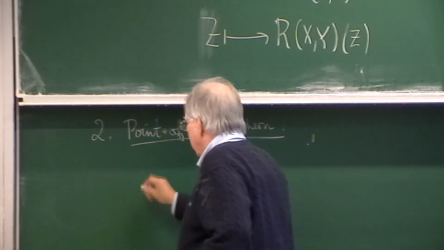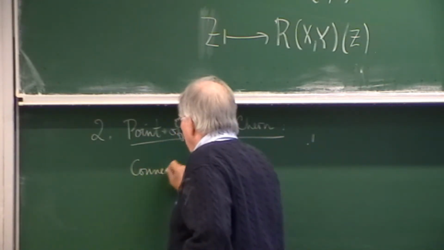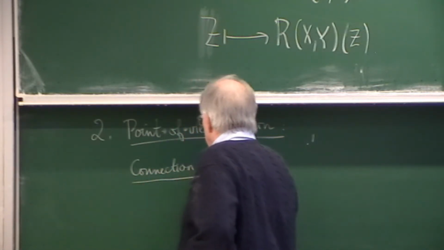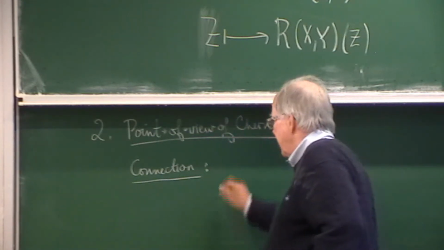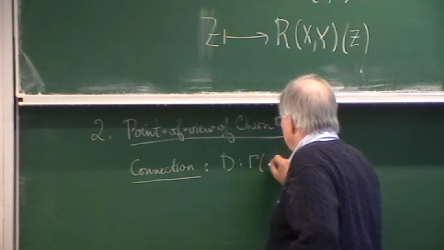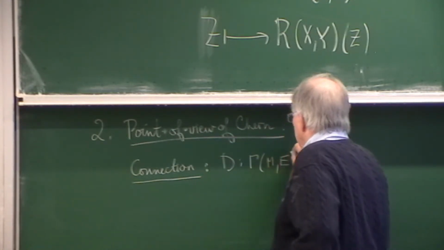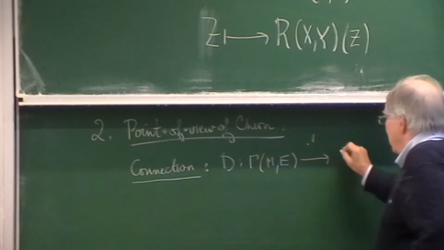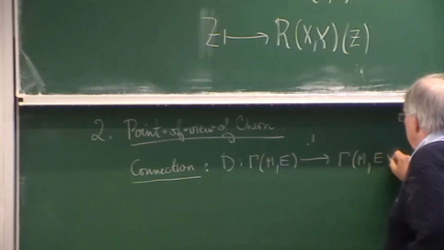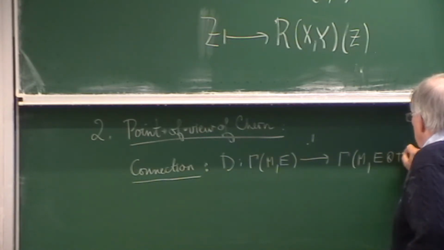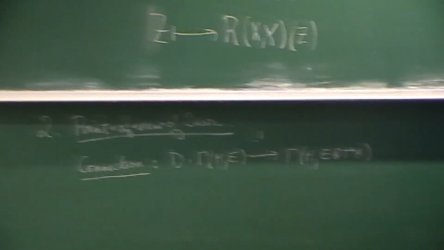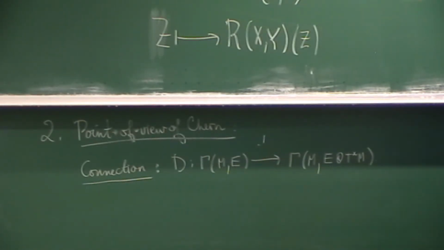What is a connection? I'm going to use Chern's notation. A connection is a mapping from sections of the bundle to sections of the bundle tensor the cotangent bundle of the manifold. Right?